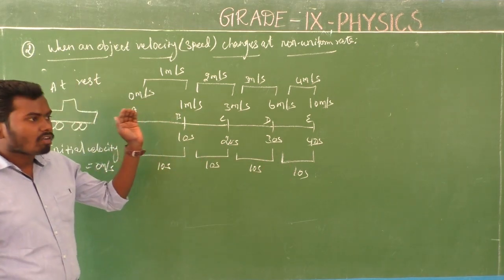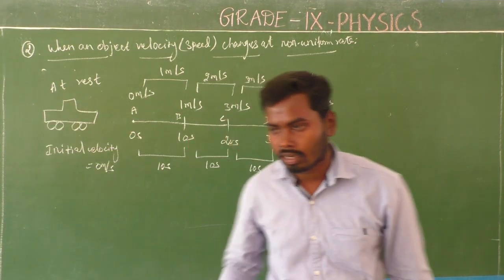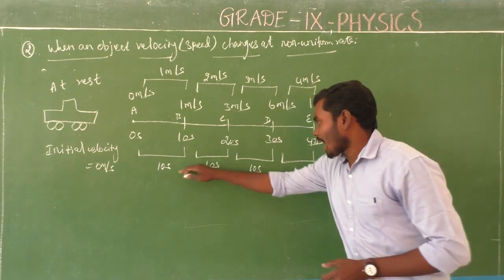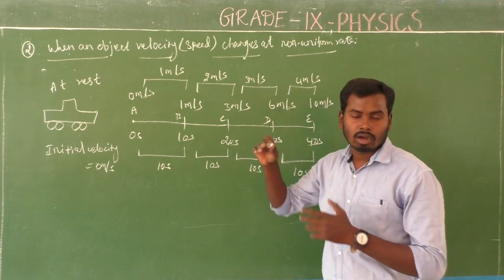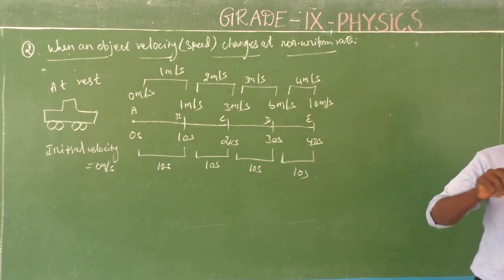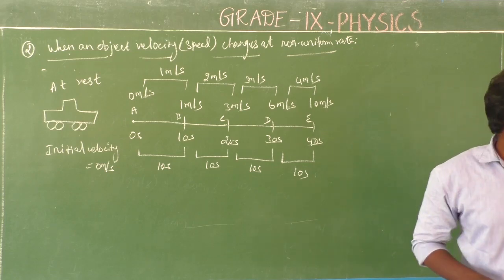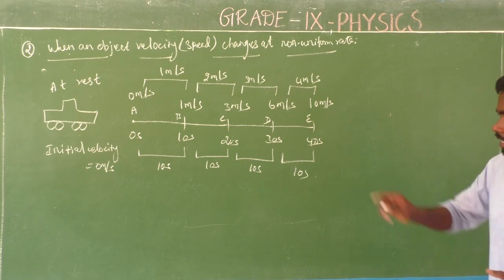But the velocity of the object changes by unequal amounts in equal intervals of time. So we can say the object is moving with non-uniform velocity. Is it clear? It's very, very important to avoid confusion. So look at here, the time is the same, but the velocity of the object changes at a non-uniform rate. Okay, so this is an example of non-uniform velocity. What is that? Non-uniform velocity. Look at here. Is there any doubt?